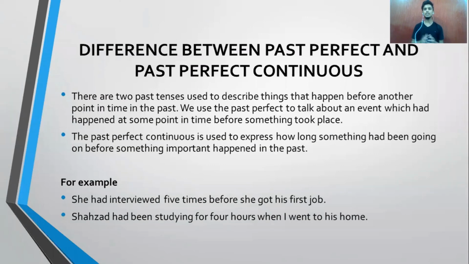Difference between past perfect and past perfect continuous. There are two tenses used to describe things that happened before another point in time in the past. We use the past perfect to talk about an event which had happened at some point in time before something took place. The past perfect continuous is used to express how long something had been going on before something important happened in the past. For example, she had interviewed 5 times before she got her first job, and Shehzad had been studying for 4 hours when I went to his home.